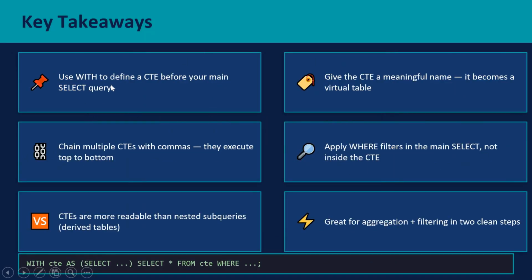So key takeaways: define CTEs before your main select query, right? Chain multiple CTEs with commas. If you have multiple CTEs, we can put commas between them, like we have used two CTEs, right? CTEs are more readable than nested subqueries or derived tables, right? Give the CTE a meaningful name; it becomes a virtual table. Apply the WHERE filter in the main select, not inside the CTE, right? Great for aggregation plus filtering in two clean steps. So that is the complete understanding of this particular CTE, right?